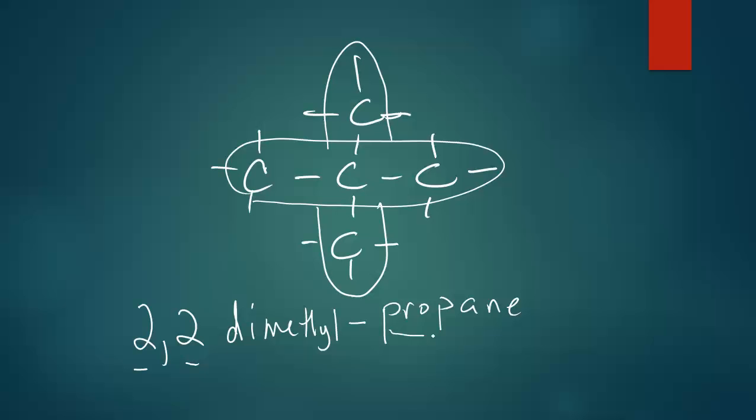You have a 3-carbon chain. Then you have 2 methyl branches that are found on the second and on the second.